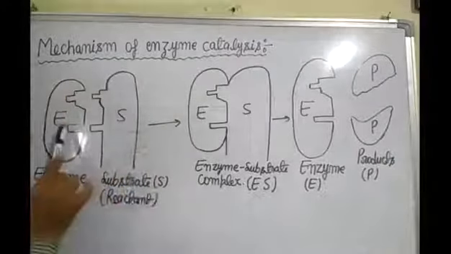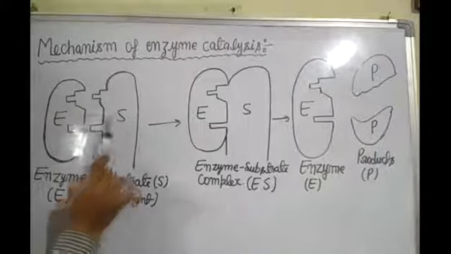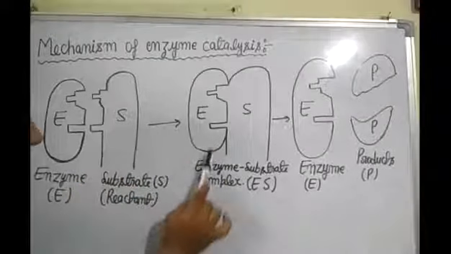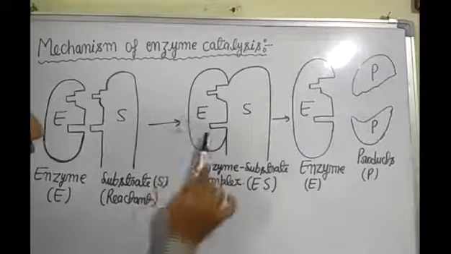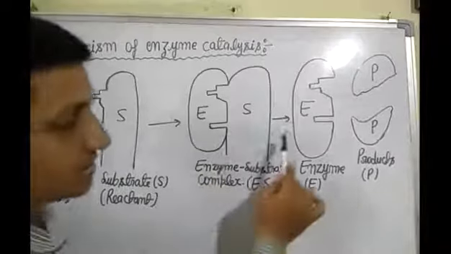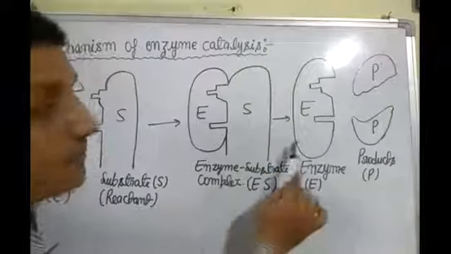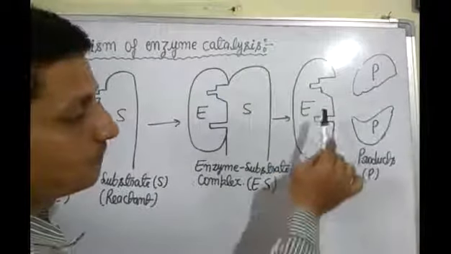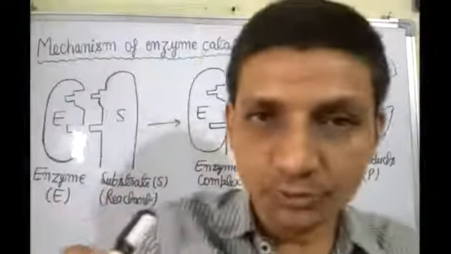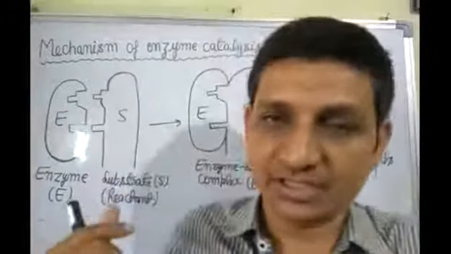Listen to me again. Binding of enzyme. This is enzyme. This is substrate. Binding of enzyme to substrate, they combine to form enzyme substrate complex. Next, step 2. In this step, enzyme substrate complex decomposes to give enzyme and product.